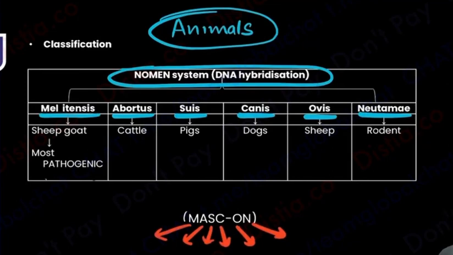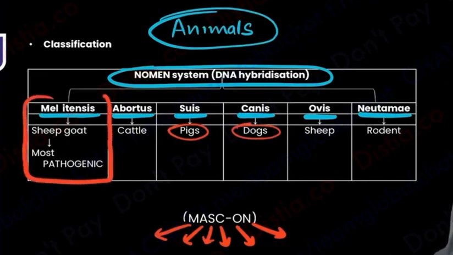Do I have to learn the animals of all? No, some of them are common sense. Suis always means pig, canis always means dog. Now I just need to learn the most pathogenic one, and that is melitensis. Melitensis is the one that is associated with sheep and goat, and that is the most pathogenic out of these.